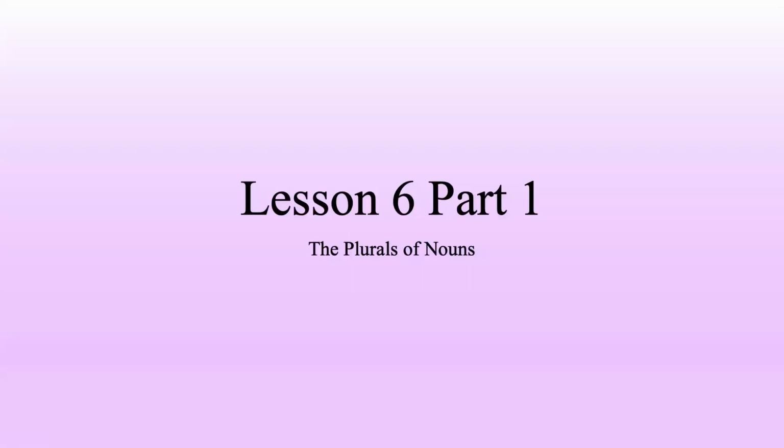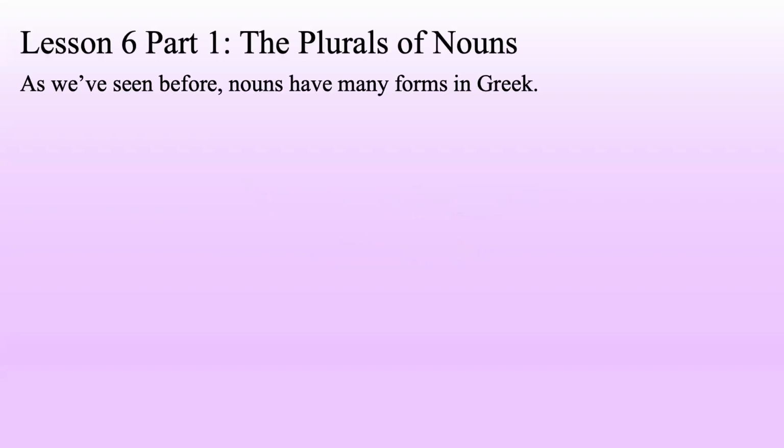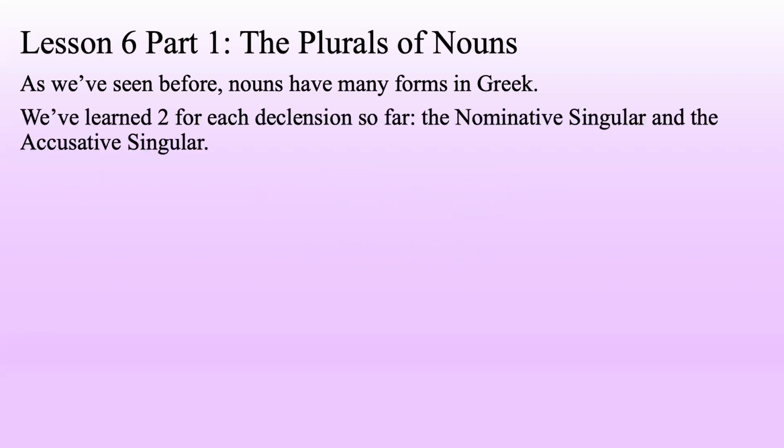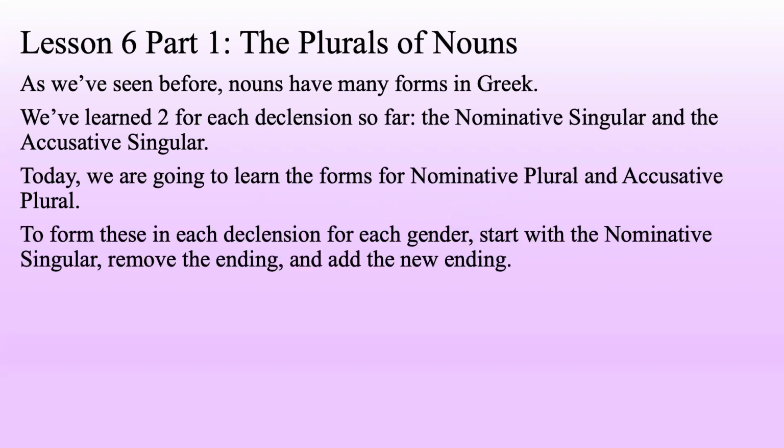Lesson 6, Part 1, the plurals of nouns. As we've seen before, nouns have many forms in Greek. We've learned two for each declension so far, the nominative singular and the accusative singular. Today, we're going to learn the forms for the nominative plural and accusative plural.